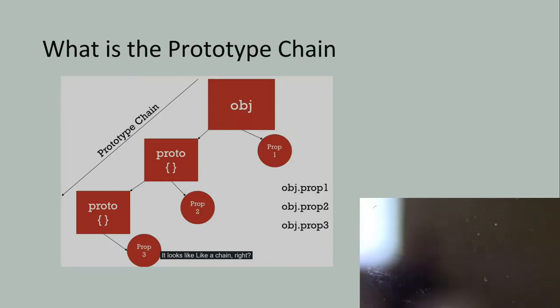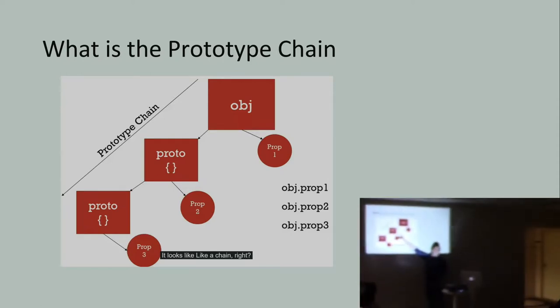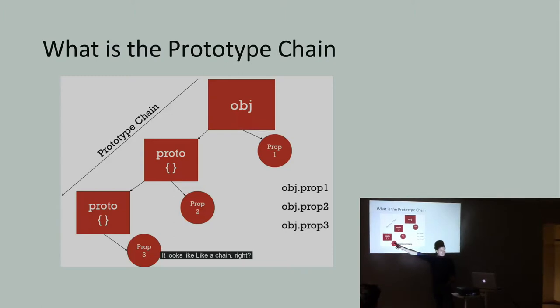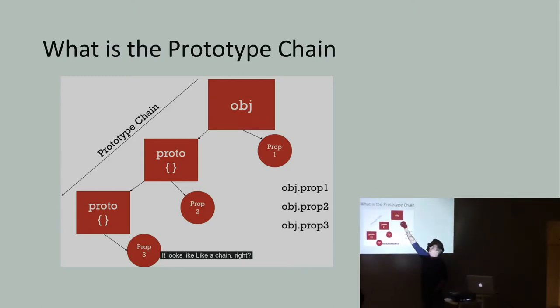That doesn't mean that using this object, I cannot get access to it. Because this object also has a prototype. And he can call his buddy and be like, hey, do you have a property number 3? Yeah, I do. Great. Let me take that. And bring it all the way up to object number 1.